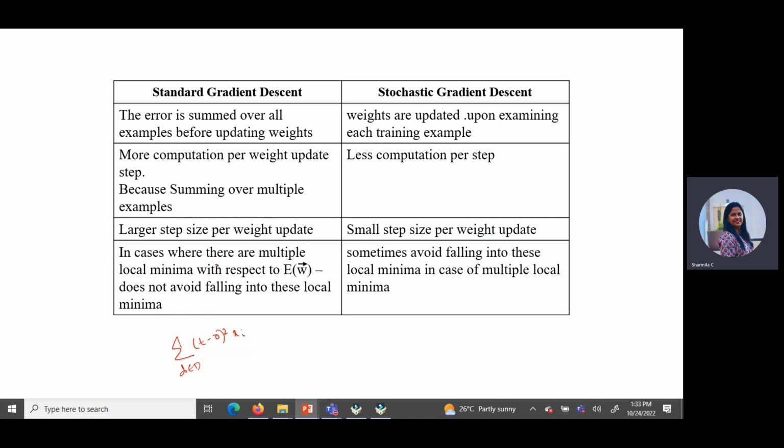In cases where there are multiple local minima with respect to the error for the weight vector, standard gradient descent does not avoid falling into these local minima, while stochastic gradient descent can sometimes avoid falling into these local minima. So these are some of the differences between standard gradient descent and stochastic gradient descent.